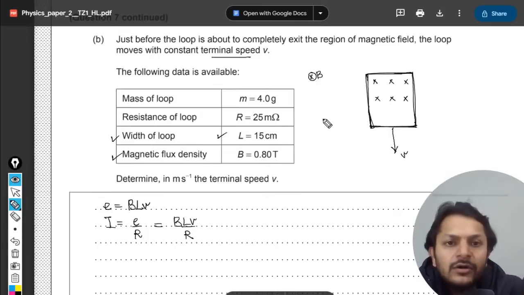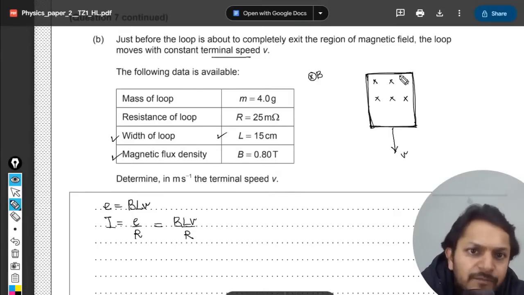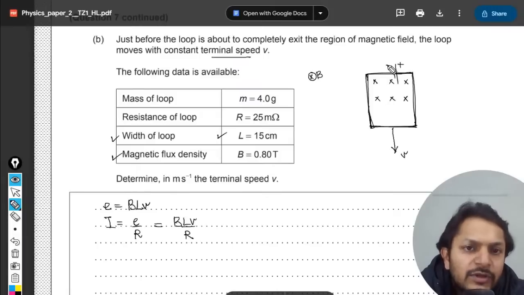be the direction now? So this is the magnetic field, this is the velocity. So positive charge will be going in this way. So this end is positive, so the battery will be induced like this. This is positive, this is negative.